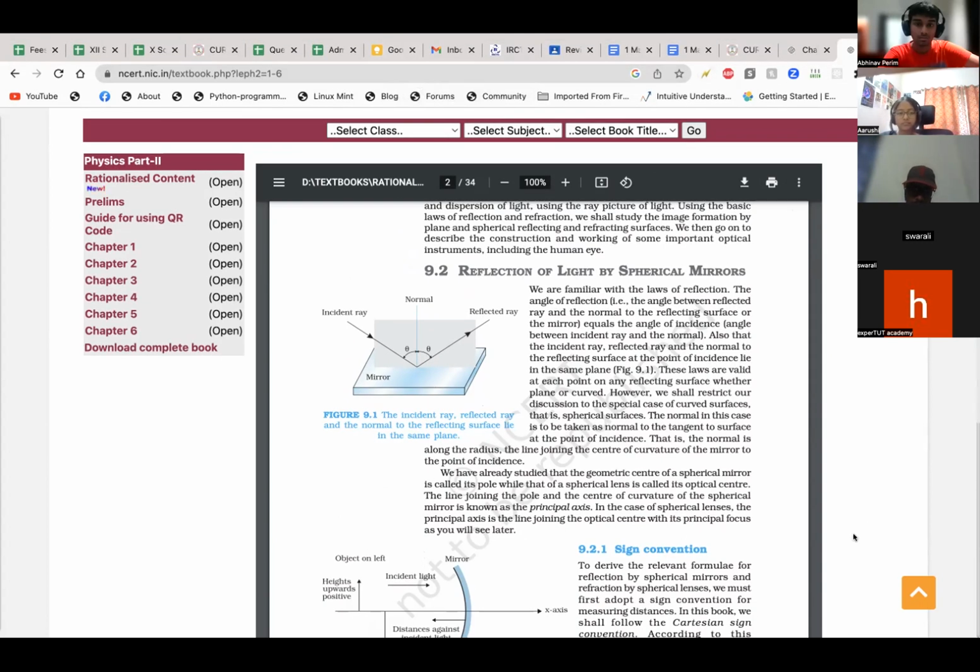Okay. So first is reflection. In reflection, you have to write three things: reflection by plane mirrors, reflection by concave mirror, and reflection by convex mirror. In reflection, there are three things: plane mirror, concave mirror, and convex mirror. Okay. Written.